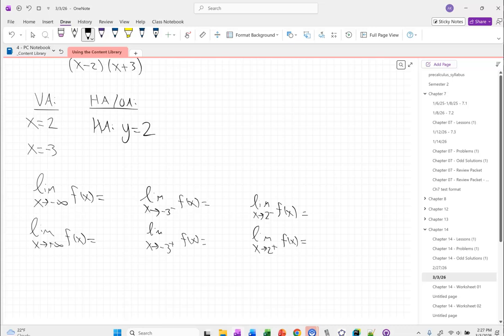So again, I wrote the left end, right end, and then the left and right side for each asymptote, right? Okay. To fill in the left end and right end, what do I need to look at? The HA or OA. Since it's a horizontal asymptote, what are the end behaviors here? 2. 2 for both.